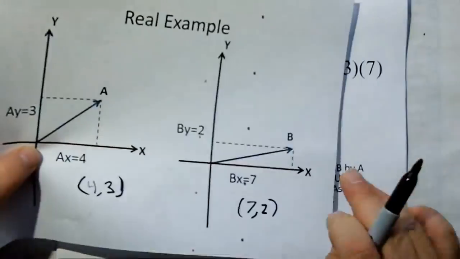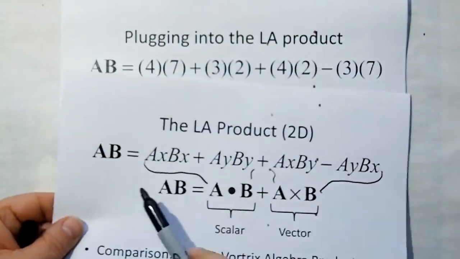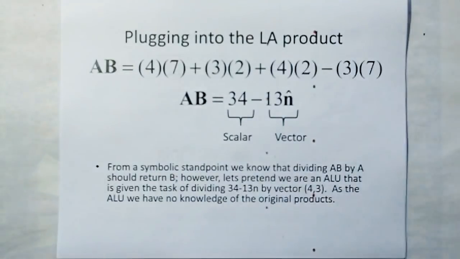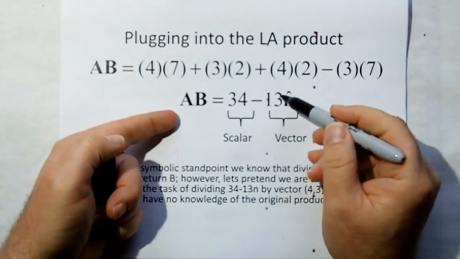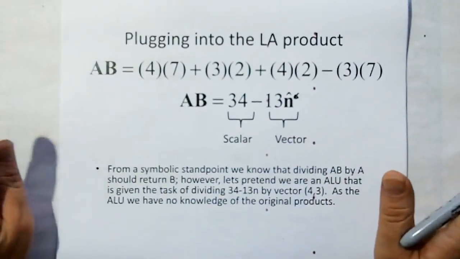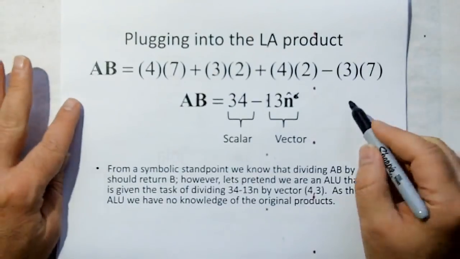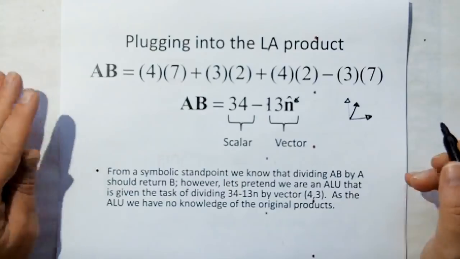So we plug these values into that product we had shown before. Okay, and we multiply out, and we end up with 34 as a scalar and minus 13 as a vector. This is a normal vector, which has always been bothersome to me. This is a two-dimensional multiply of x times y. This normal is in the z dimension, which doesn't exist.